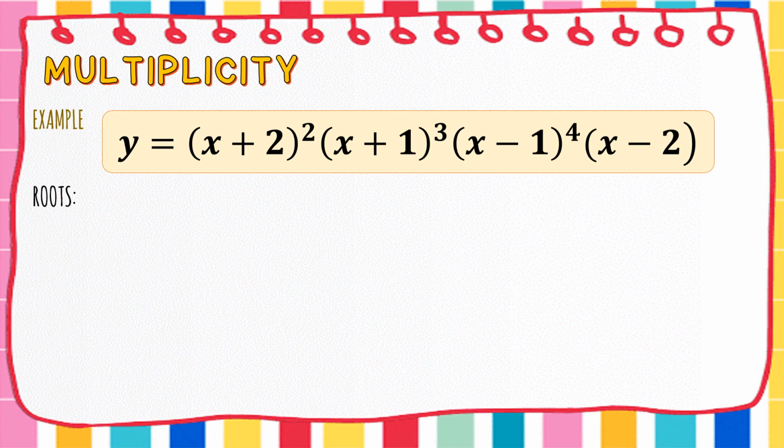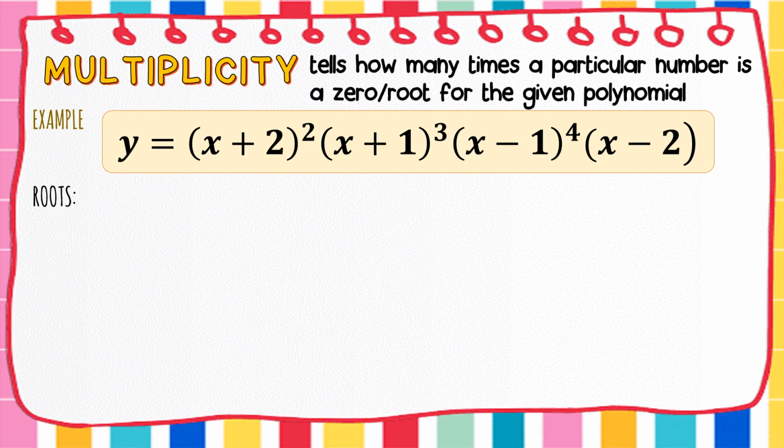Now, we have this multiplicity. Si multiplicity na-discuss na natin ng first quarter. Ulitin lang natin, this multiplicity tells how many times a particular number is a zero or root for the given polynomial. We already had an exercise about this. So, medyo familiar na kayo. Ulitin lang natin. And how does it affect the graph of the polynomial? Okay, let's have the example.